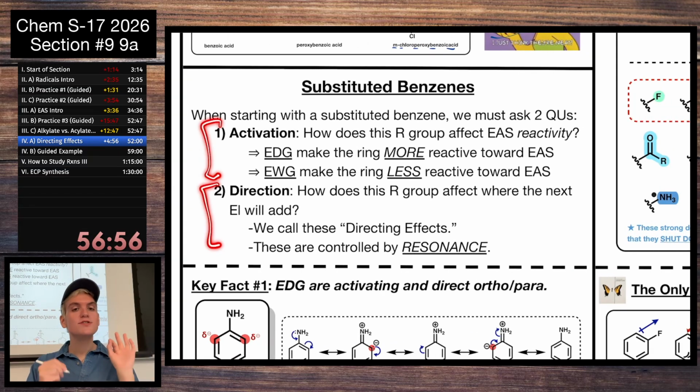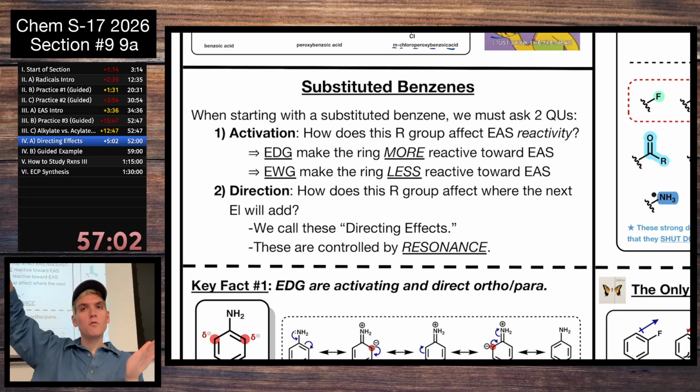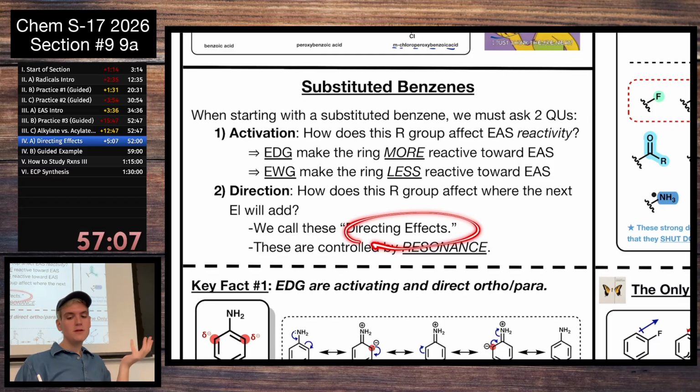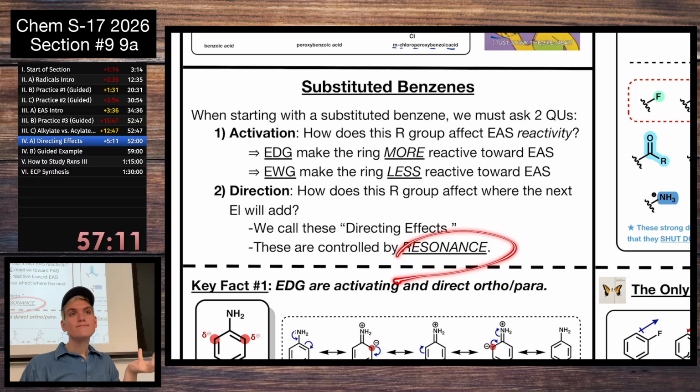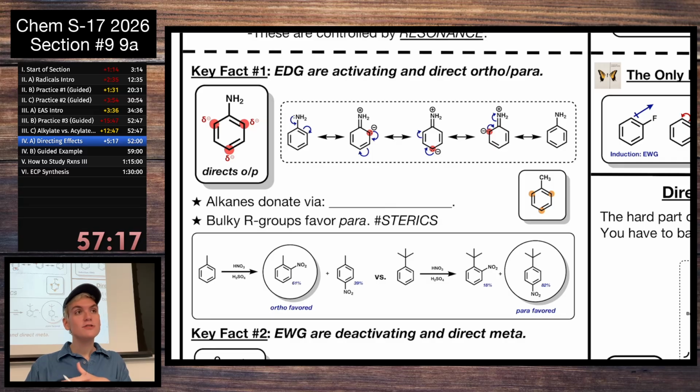The other question is direction. Now that there is one thing on the ring, where will the next thing be added? Will it be added ortho, meta, or para? And directing effects, that's what we call this, like where is the next thing added? It's determined by resonance. So we have two general rules here. Our first key fact is electron donating groups are activating, what we said earlier, makes it a better nucleophile, and they direct ortho-para.